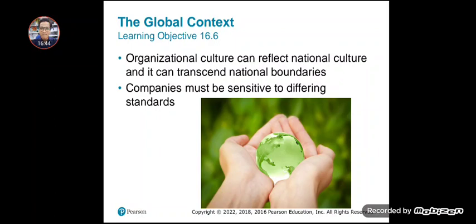So the management of ethical behavior is one area where national culture can rub up against corporate culture. So companies must be very sensitive to differing standards related to culture. So that's all for this particular topic.